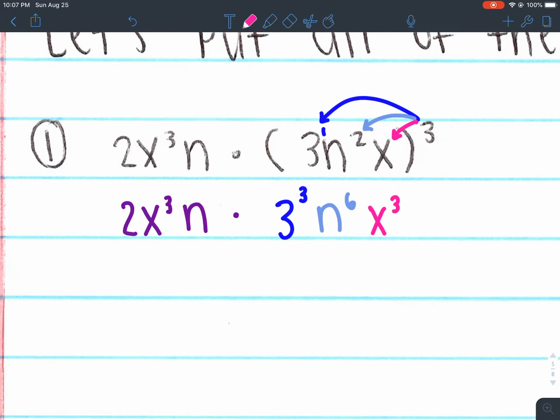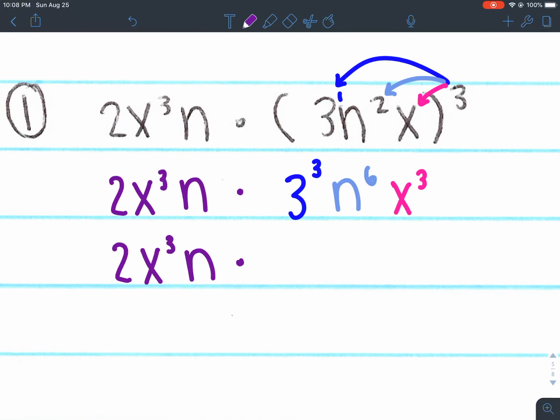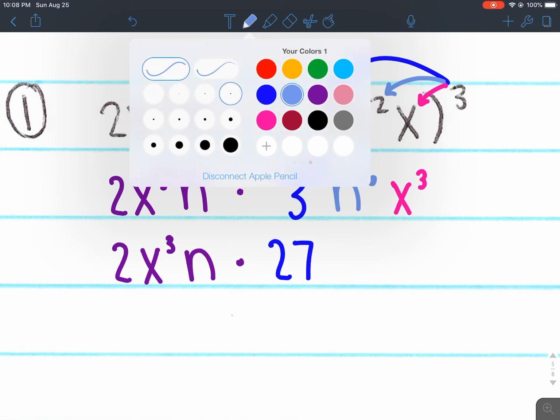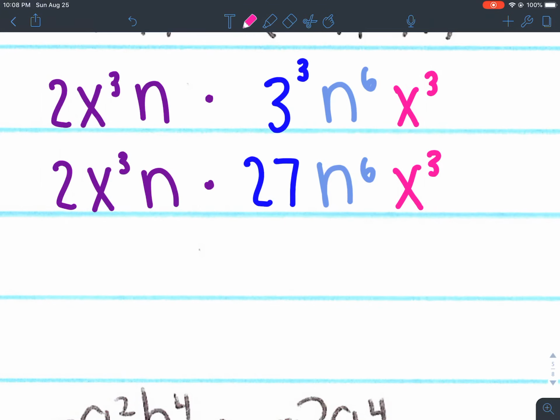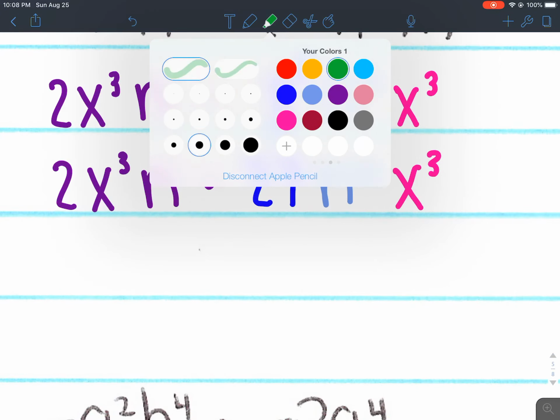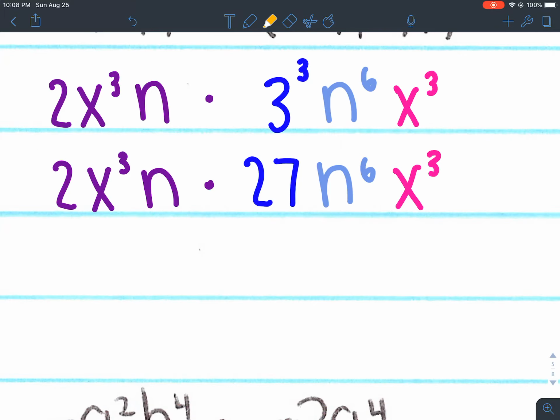All right, now I'm going to go ahead and simplify everything. And the only thing I'm simplifying here is the 3 to the 3rd, and that's 27. So I'm not changing anything else. I'm just simplifying that so I have no more exponents that need to be simplified. Okay, this next step, I have 2 times 27. That's going to be 54.